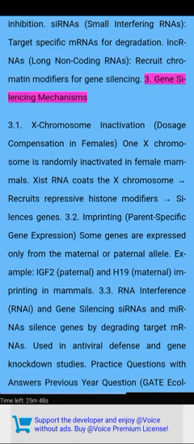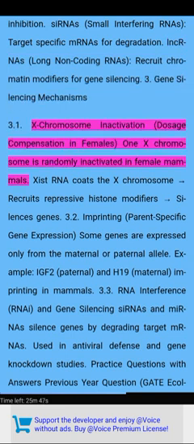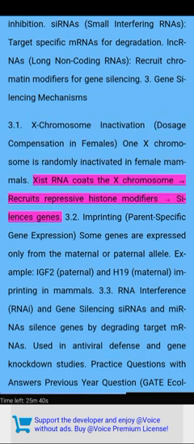3. Gene silencing mechanisms. 3.1. X chromosome inactivation, dosage compensation in females. One X chromosome is randomly inactivated in female mammals. Xist RNA coats the X chromosome, recruits repressive histone modifiers, and silences genes.